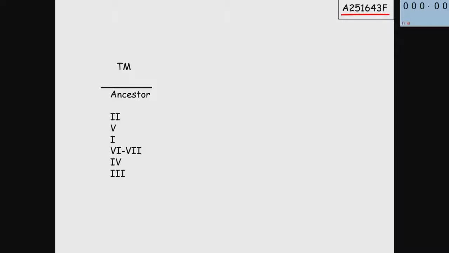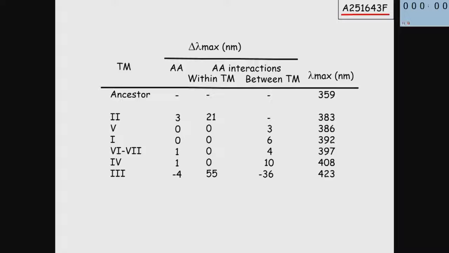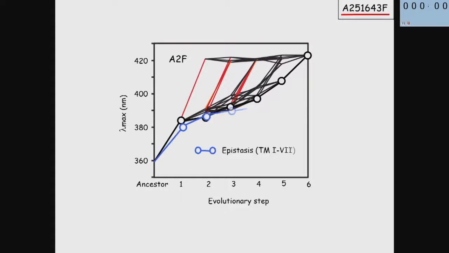So here, without any interaction among or between transmembranes, the amino acid effect is small. The interaction within transmembrane 2 and 3 is big, otherwise small. But if you put them in order now, 2, 5, 1, 6, 4, 3, then of course the epistasis, or non-additive effect, among transmembranes starts working, and evolution moves slowly. So in this one, amino acid effects are not important. Essentially, the interaction of amino acids is important, so the effect of epistasis alone can explain the whole evolution.